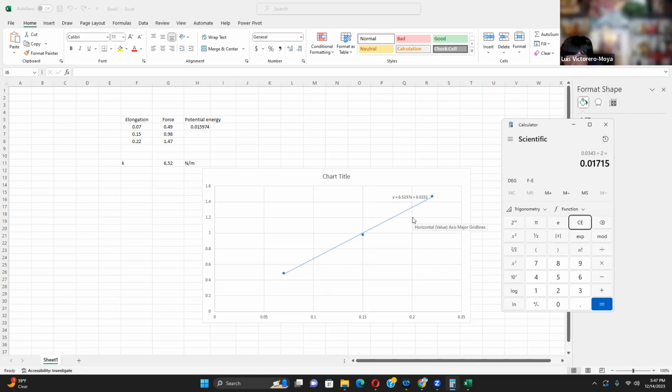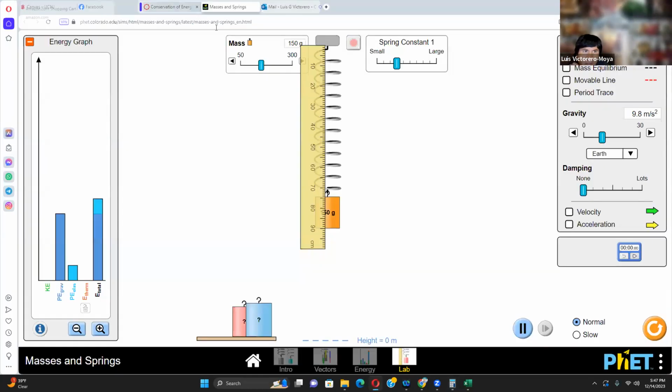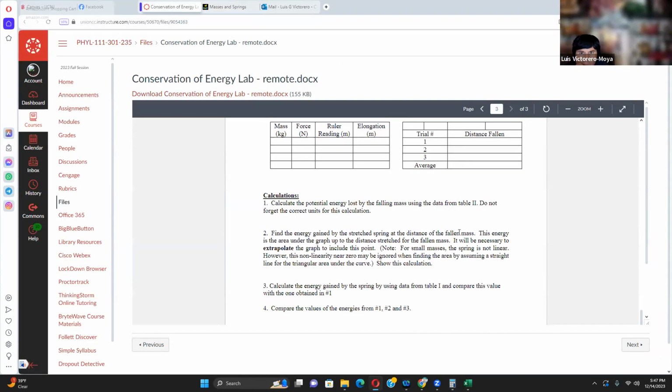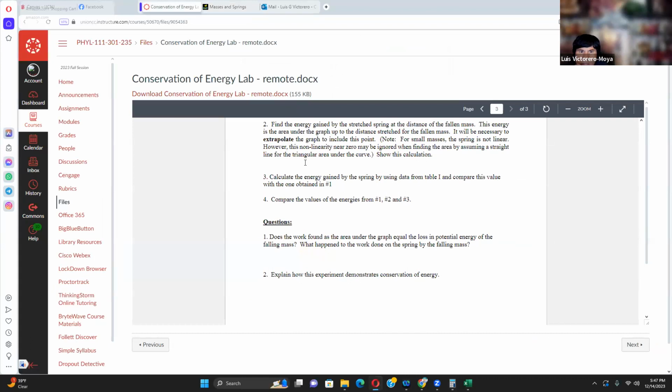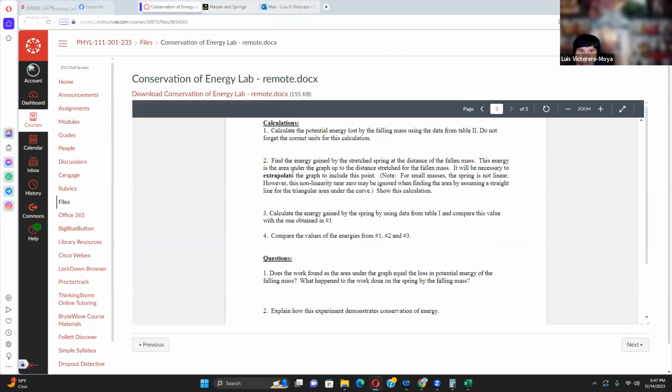All right. So that's what you have to do. That's the only thing you have to do. It's a very simple lab. You will summarize your values in table 2 as it says here. And the idea is to find the potential energy and find the energy gain as you stretch a spring. The more you stretch, the more potential energy you will get.